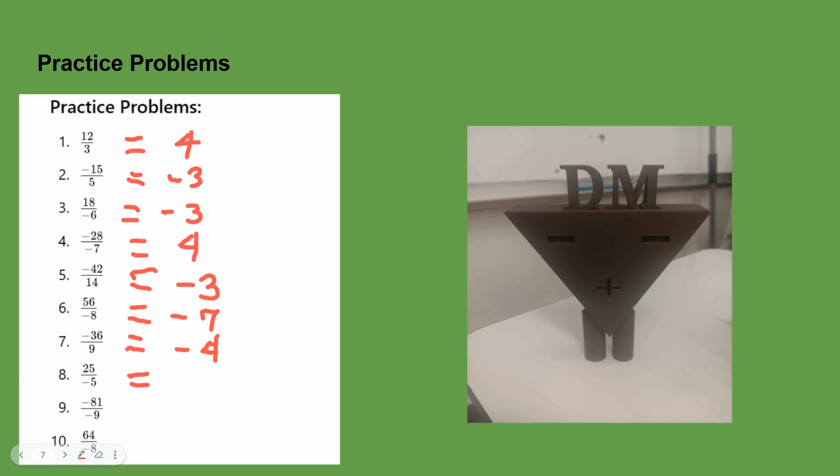And next will be 25 divided by negative 5, which will give us an answer of negative 5. Next, negative 81 divided by negative 9. Of course, the answer is 9. Let's erase this one. And of course, the last one, 64 divided by negative 8 will give us an answer of negative 8.